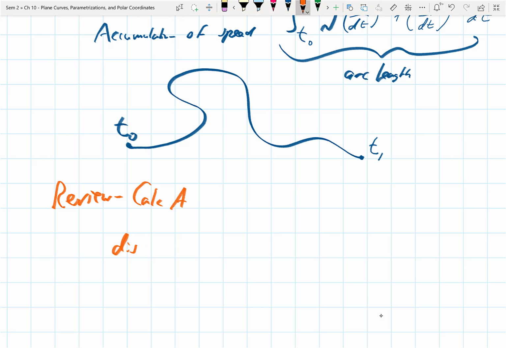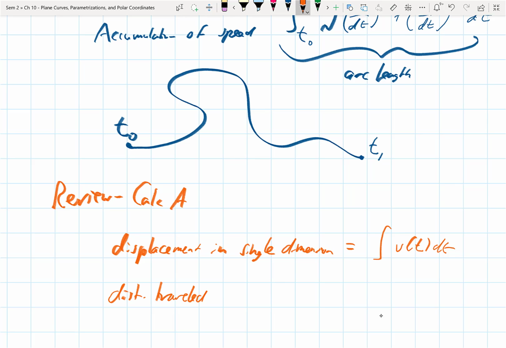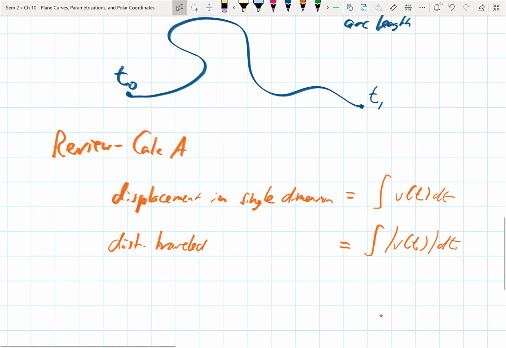Remember that the concept of displacement in a single dimension, which means displacement on a number line, displacement is the integral of the velocity function, and distance traveled is the integral of the absolute value of the velocity function. Both of those are concepts from Calc-A.